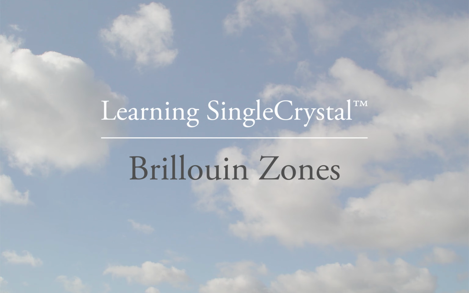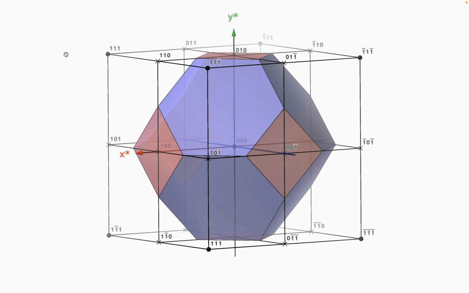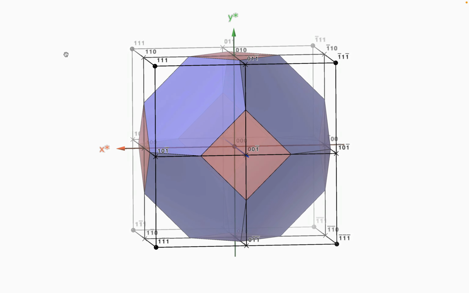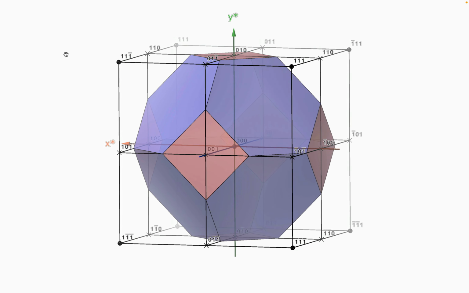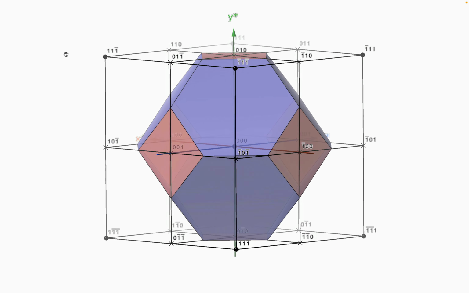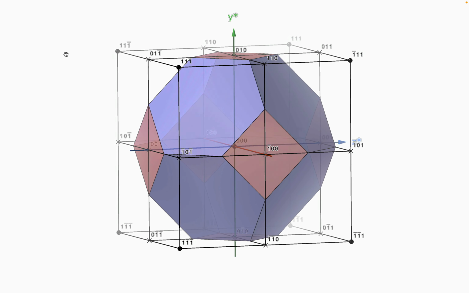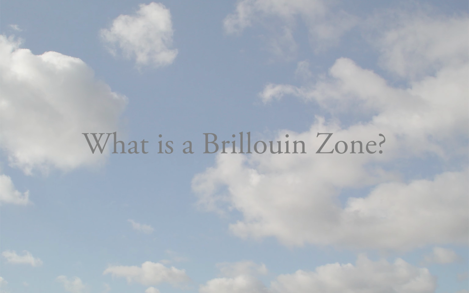Welcome to SingleCrystal 5. In this tutorial, we'll show how you can display a Brillouin zone and measure critical points, distances, and trajectories. A Brillouin zone is a geometric construction in reciprocal space which serves as a kind of unit cell.